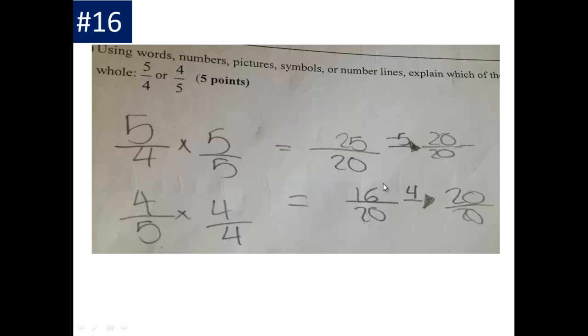Isn't that interesting? They made equivalent fractions, and then they figured out how far away it was. This was only 4 away. That one was 5 away. Therefore, 16/20, which is the same as 4/5, is closer.